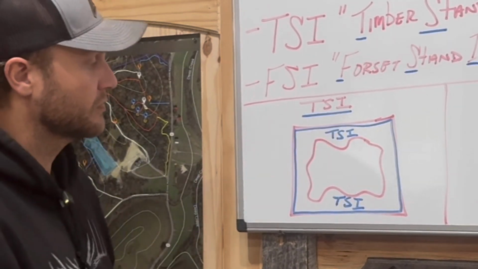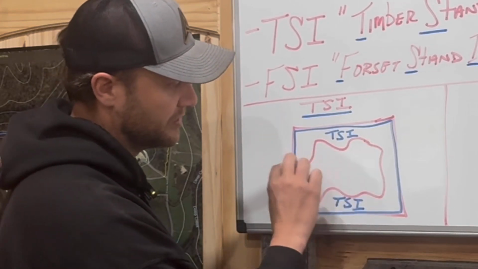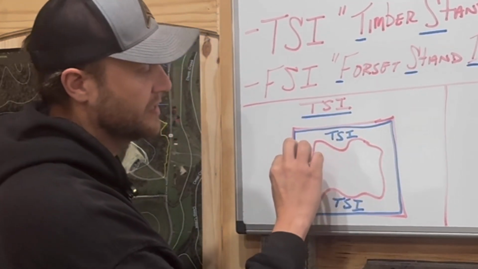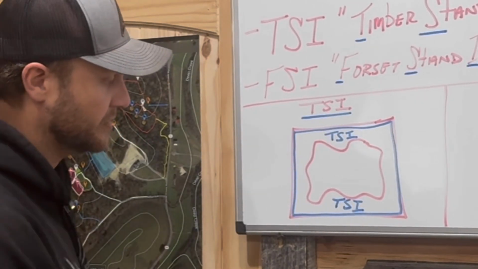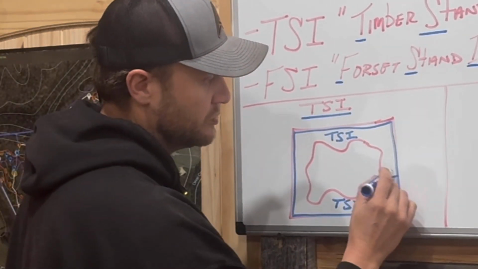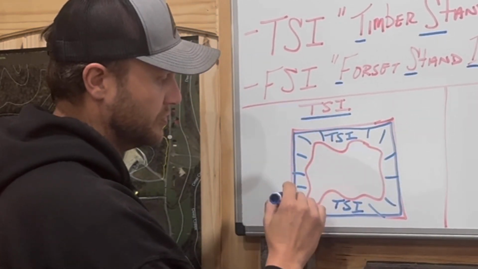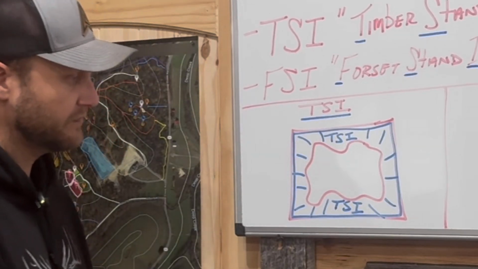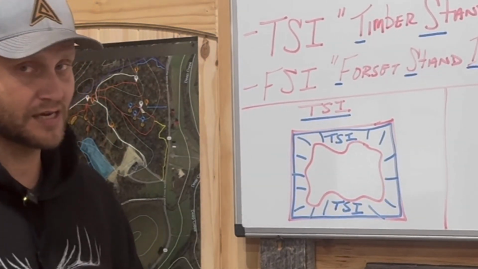Now, if you're in ridge country, you may have a portion of this that is a ridge with no food that you have internal access on. That as well would be a TSI area. So in other words, this blue area, guys, this rim around the property that has something to do with your access from your stand location back to the outside of the property line, should be your timber stand improvement, your TSI areas.